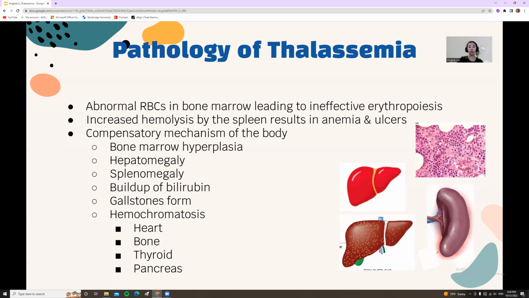Now, iron buildup in the heart can then lead to cardiomyopathy, arrhythmias, and hypertension, while iron buildup in the bones can lead to osteoporosis. Iron buildup in the thyroid can lead to hypothyroidism, and iron buildup in the pancreas can lead to diabetes mellitus.